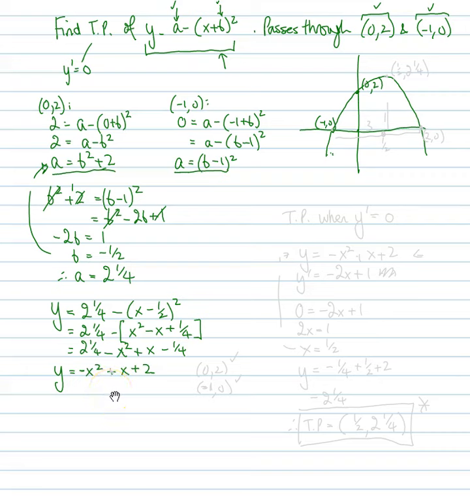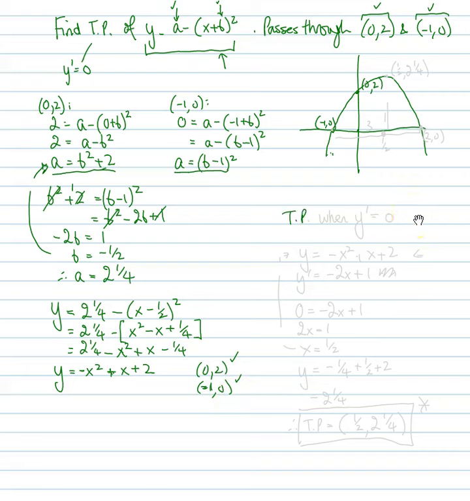We could do a quick check to make sure that's right by plugging in the numbers. When x equals 0, y equals 2, that's right. Let's plug in minus 1 and 0. Minus 1 squared is 1, but then you've got a minus here, so it's minus 1, plus minus 1 is minus 2, plus 2 is 0, so that's right. So this is the right function. It's not the answer, because we haven't got the answer yet. The answer is we need to find the turning point.